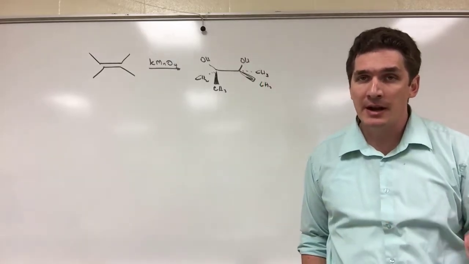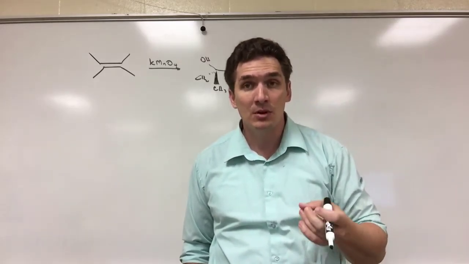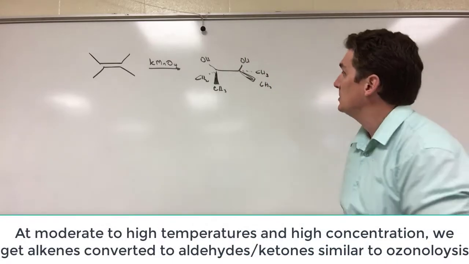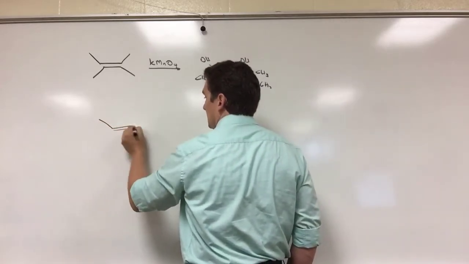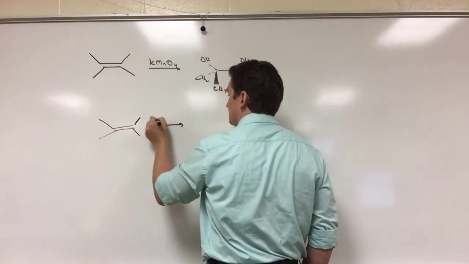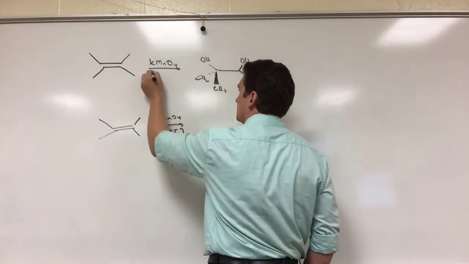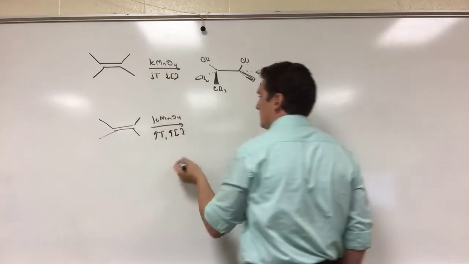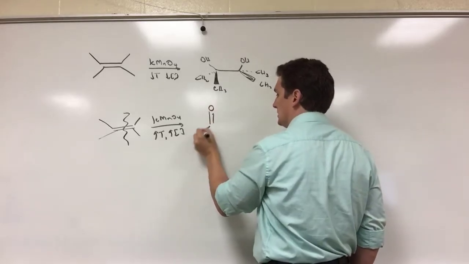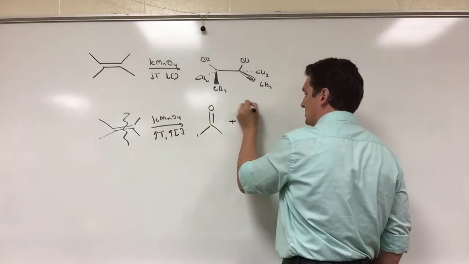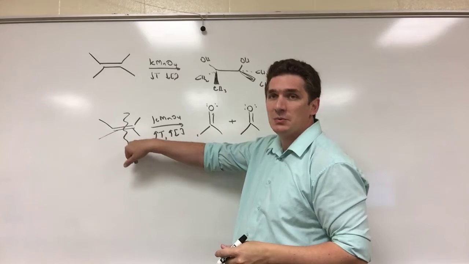Let's say we go to moderate or high temperatures in high concentrations. Well, this is actually going to look really similar to ozonolysis. So what's going to happen is the potassium permanganate is going to further oxidize this bond. So if we have, again, our alkene, high temp, high concentration versus low temp, low concentration, we actually end up splitting this bond entirely, and what we will produce in this case are the ketones.